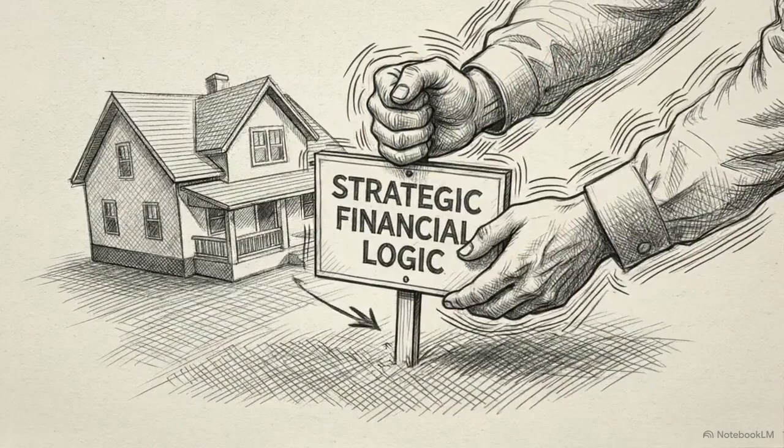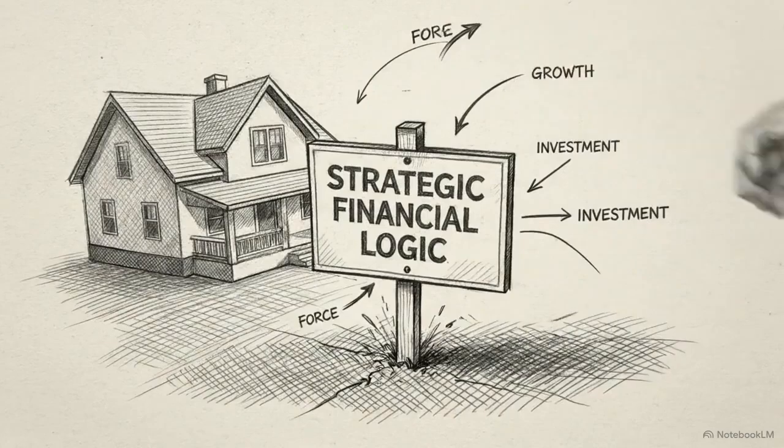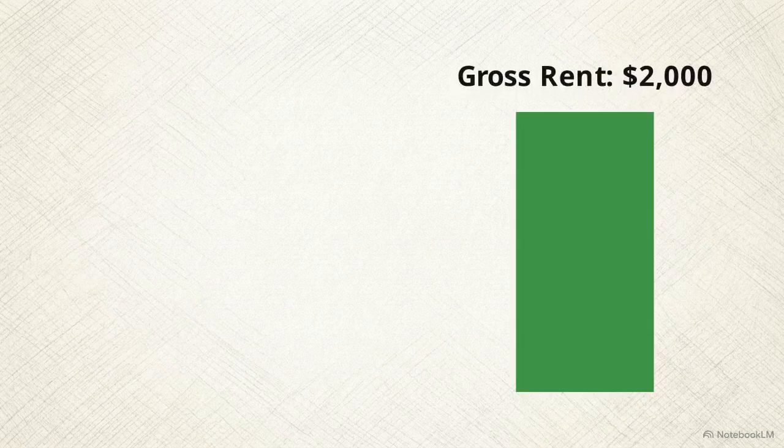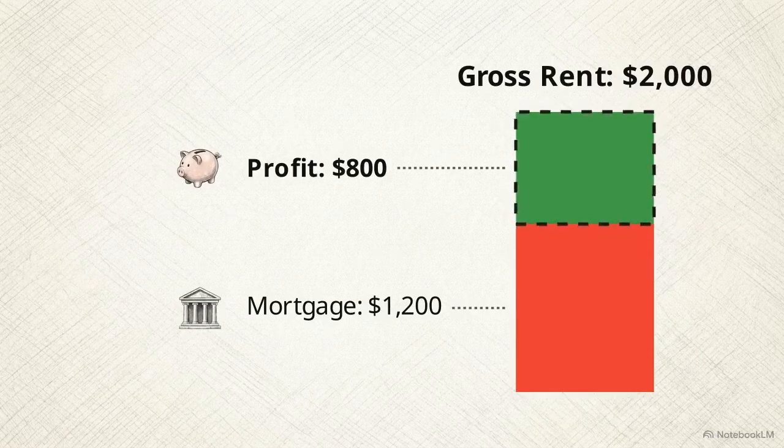You buy a house, place a tenant inside, and collect rent. On the surface, real estate investing looks like a straightforward path to passive income. The beginner math usually goes like this. Your tenant pays $2,000 a month in rent, your mortgage is $1,200, so you pocket $800 in pure profit.